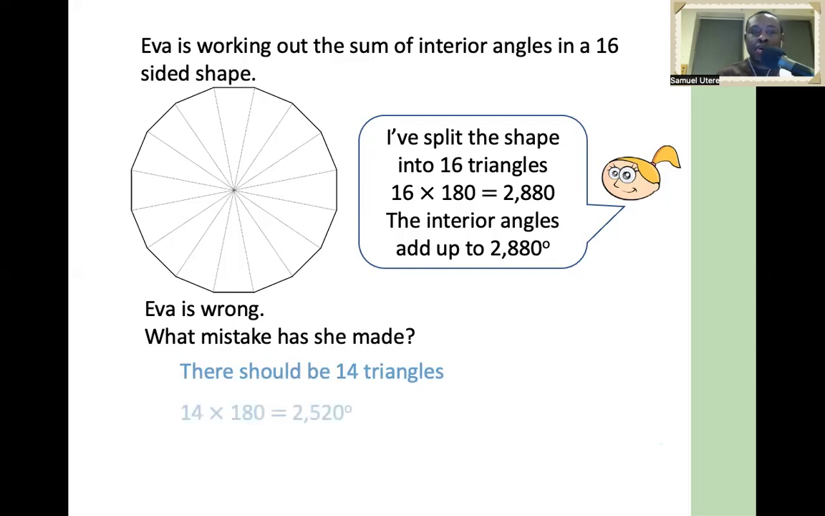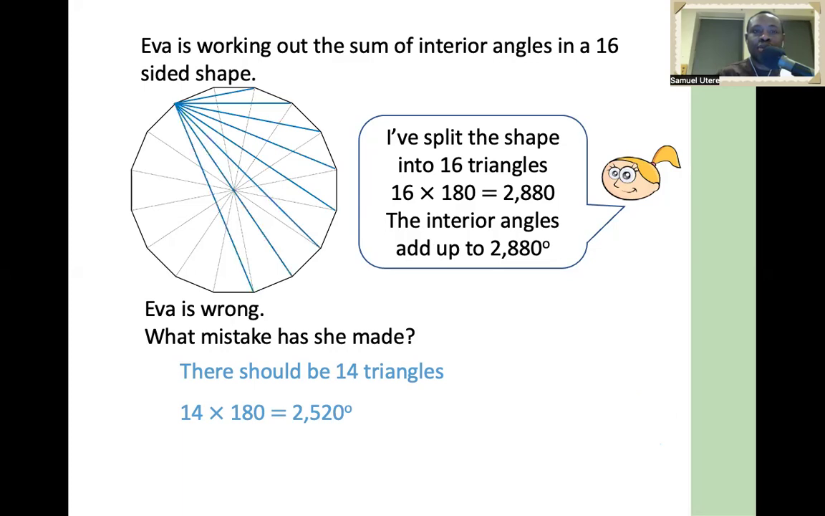And then note that Eva did not produce the triangles from the same vertex. She started from the middle. And look, if Eva had done it correctly, this is how she would have produced the triangles from the vertex. And she would get 14 triangles.